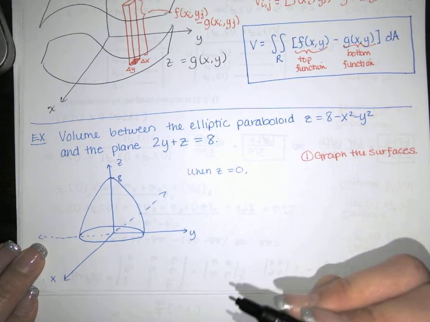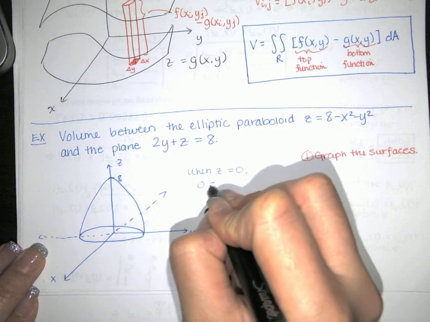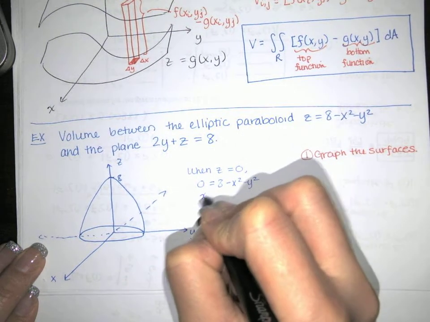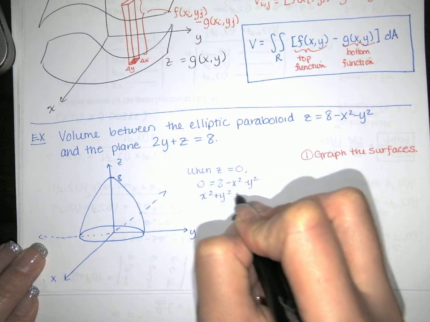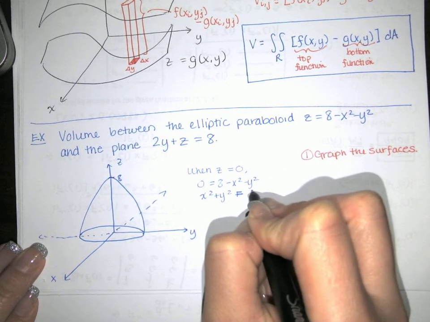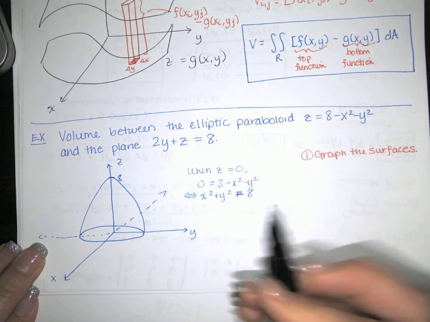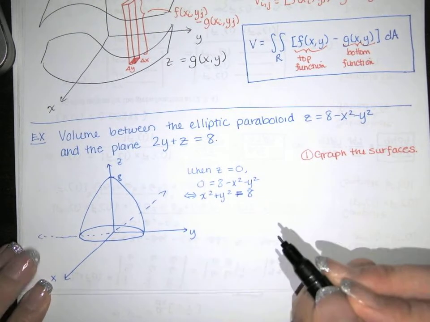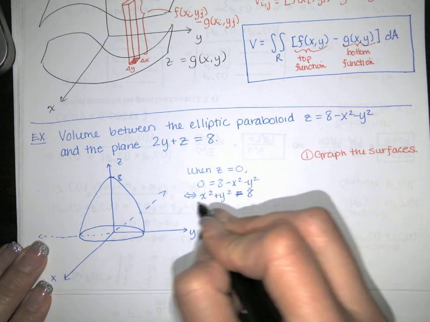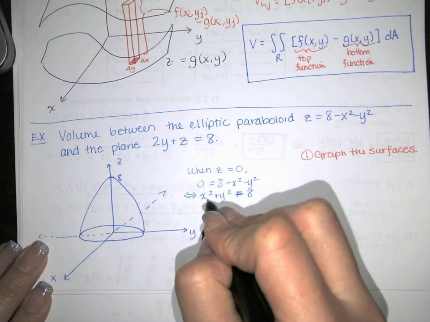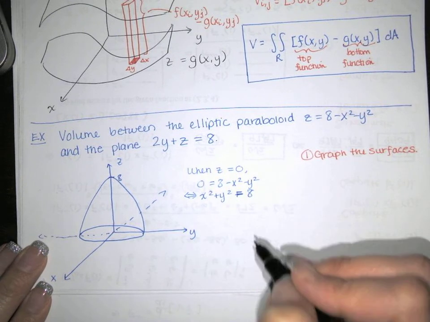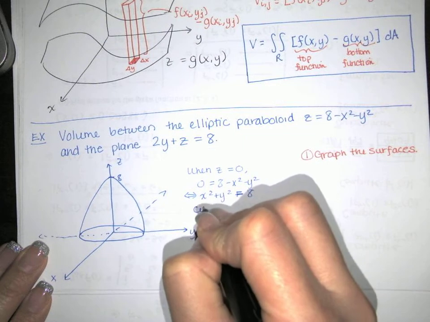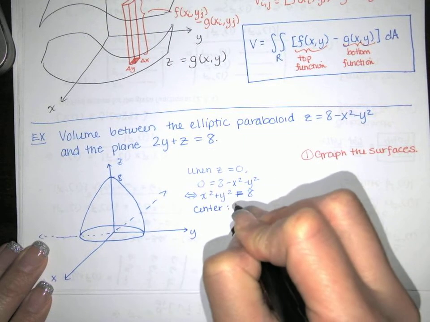So let's look at this. When z equals 0, we have 0 equals 8 minus x squared minus y squared. And if we add x squared plus y squared to both sides, we get x squared plus y squared equals 8. Now, just using pattern matching, this represents a circle. I'm not subtracting anything from the x or the y. From our study of circles, we know that that means the center of this circle is 0, 0.